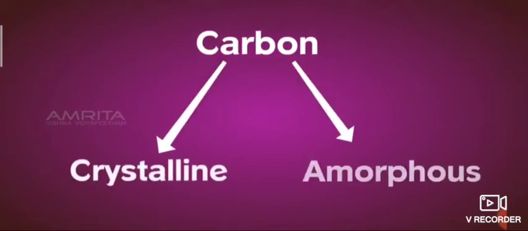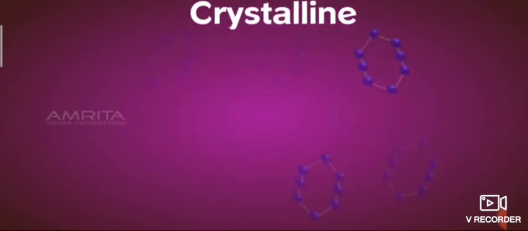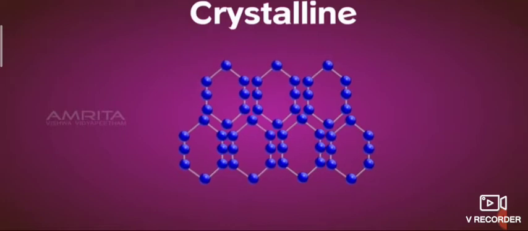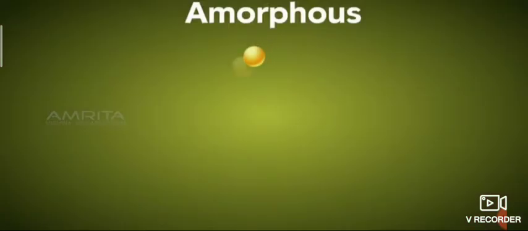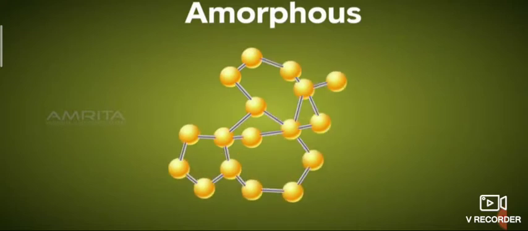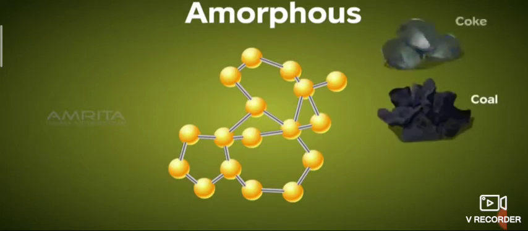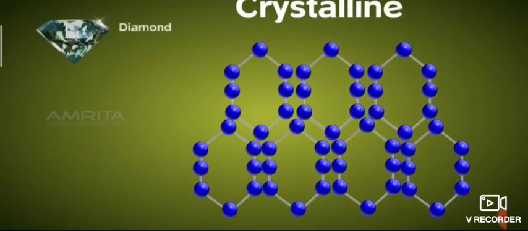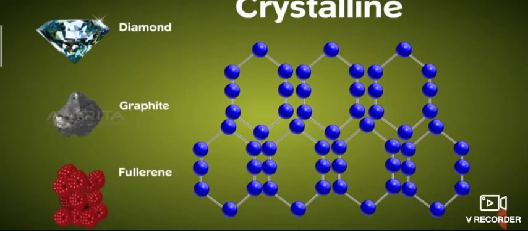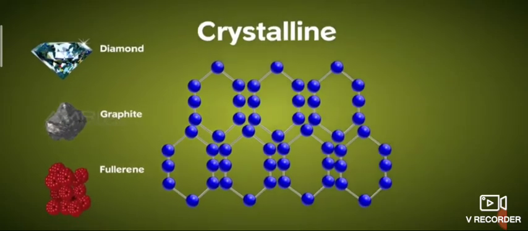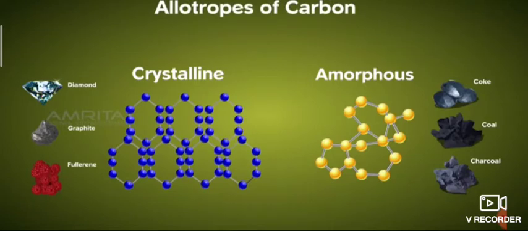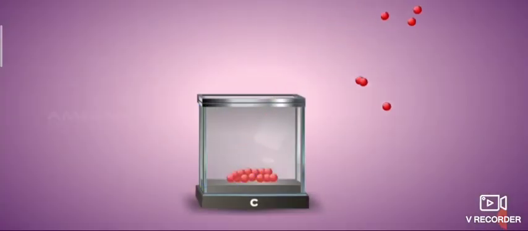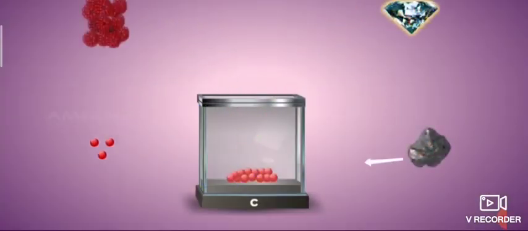So carbon can be present in two different types of forms, that is crystalline and amorphous. Crystalline is a substance which has a crystal shape. Amorphous is a substance which is present in the form of lumps, that means no defined structure, that is coke, coal and charcoal. Crystalline form examples are diamond, graphite and fullerene. So diamond, graphite and fullerene are different allotropes of carbon. Coal and coke are also different allotropes of carbon.